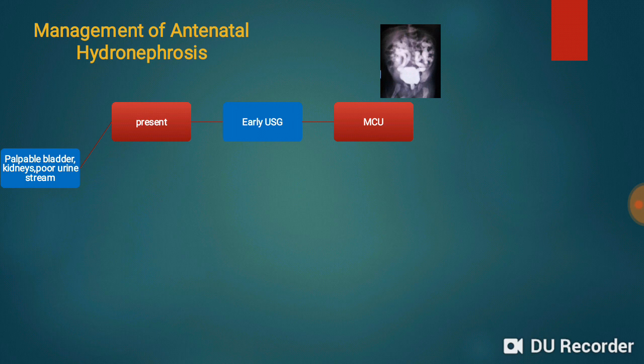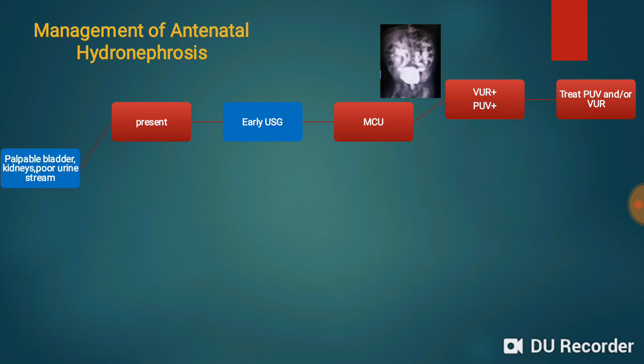In micturating cystourethrogram, if there is a reflux like this, we can see reflux of urine from the bladder into the ureters. That means there is a vesicoureteric reflux or a posterior urethral valve. If the posterior urethral valve is also dilated, then we have to treat the posterior urethral valve or vesicoureteric reflux.